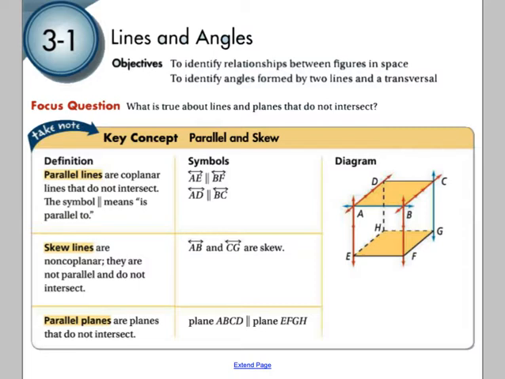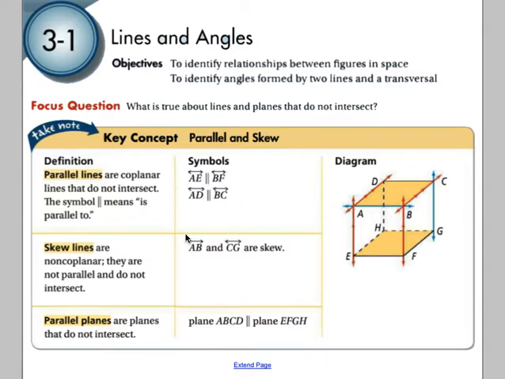To start off with, we'll talk about parallel lines. Parallel lines are coplanar. Remember, coplanar means they are in the same plane. They do not intersect, and we give them a special symbol of two parallel lines, and that symbol means "is parallel to." So symbolically, we could say line AE is parallel to line BF. So AE here is parallel to BF. Or we could say line AD is parallel to BC, and this is how we would write that in mathematical symbols.